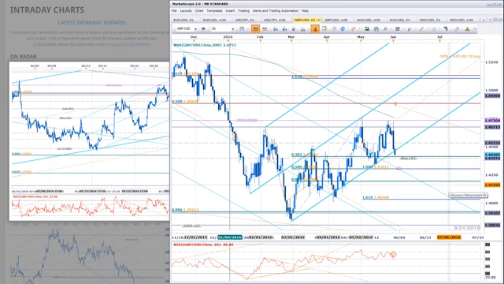Questions on sterling dollar? Sliding parallel off the lows, does that give us anything? We need to adjust this slope. Sorry, guys. Give me 1 sec.